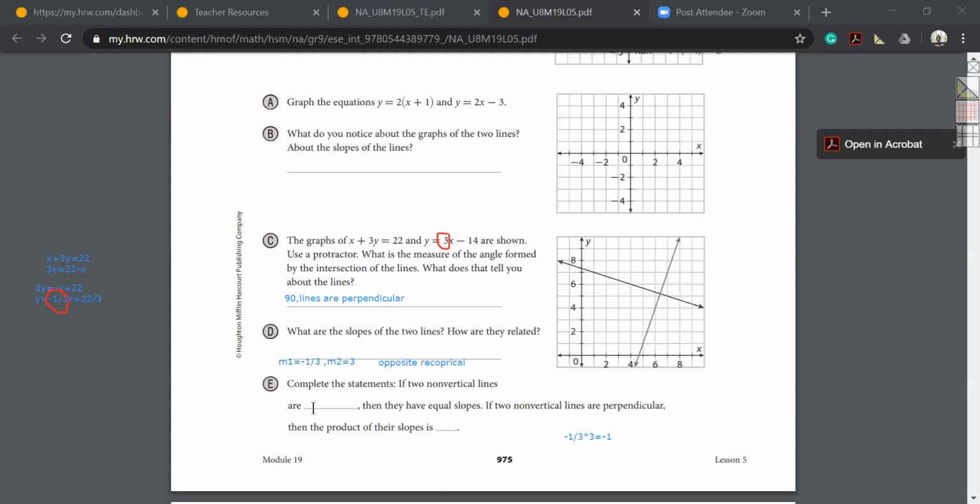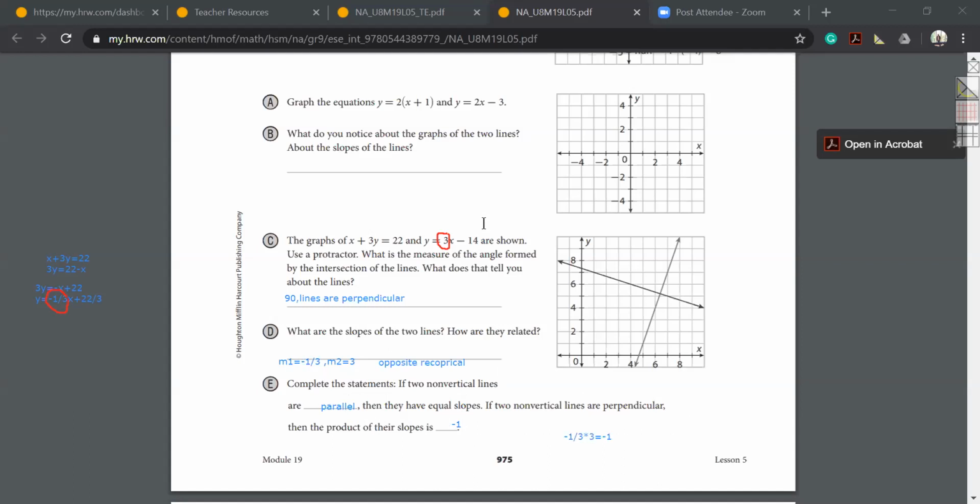Whenever you have parallel lines, their slopes will be equal. Whenever you have perpendicular lines, the slopes are not equal. The slopes are opposite reciprocal. But the word opposite reciprocal is a little bit hard. I can't work with it. Yani, are they equal or not? No, they are not equal. But their product will be negative 1. The product will always be negative 1.